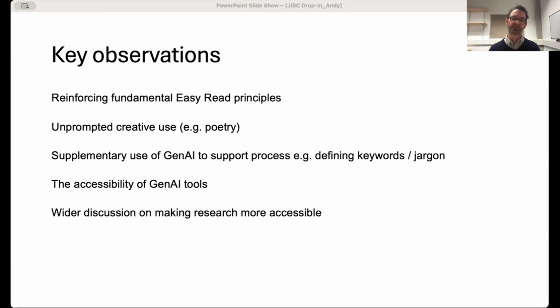But the workshops also did prompt some discussion about wider aspects of making research more accessible and academic work generally more accessible, such as whether members of the group would feel comfortable about contacting authors, for example. You know, that was a really interesting aspect.